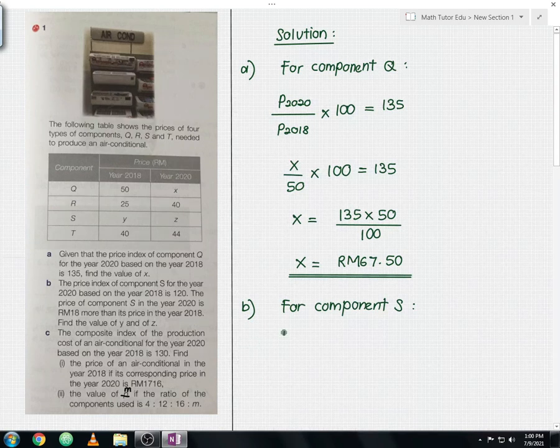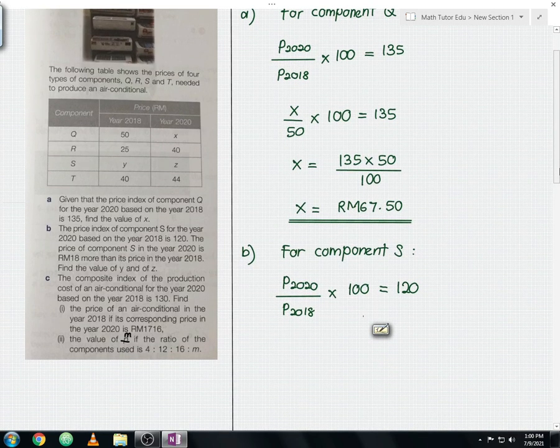Okay, given that the price of year 2020 divided by the price in the year 2018 times 100, you should get your price index equals 120. Let me underline the fraction. So from here, for the component S, the price in year 2020 is actually Z, and the price of component S in the year 2018 is actually Y. So Z over Y times 100 equals 120. So this is your equation number 1. Let me label this as equation number 1.